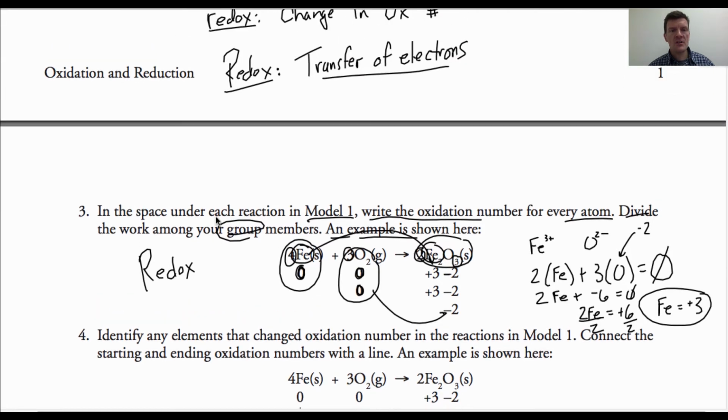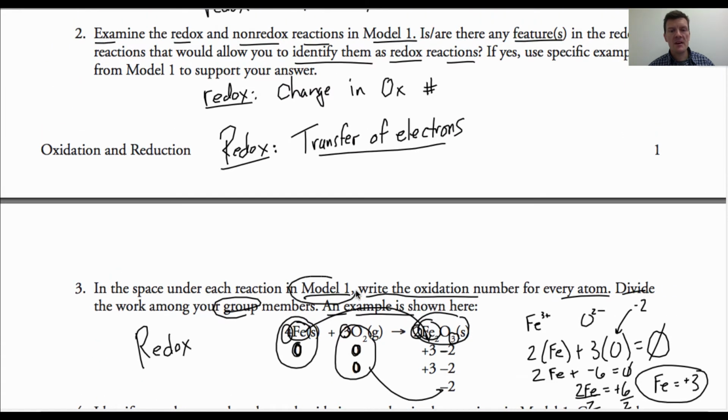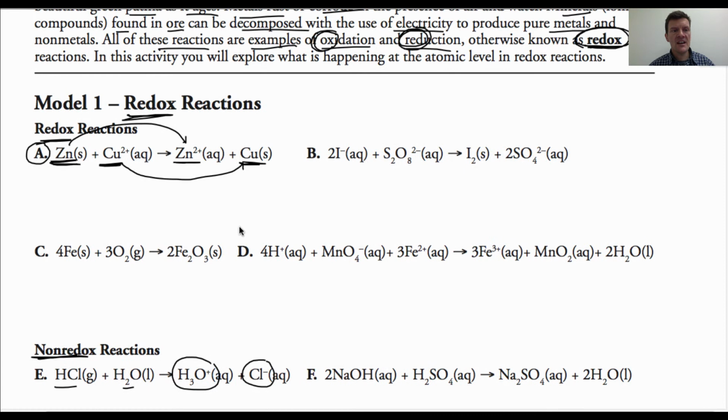Okay? So I'm going to encourage you to come back up to Model 1, and let's spend a little time. You just have to do A, B, C, and D. Those are the only ones that are redox reactions according to this model. And let's assign some oxidation numbers. Zinc, it's an element, 0. Copper, it's a monatomic ion, so the oxidation number is the same as the charge on it. Over here on the other side, zinc, monatomic ion, the oxidation number is the same as the charge. Copper, element, no charge on it, 0. See how easy that is?